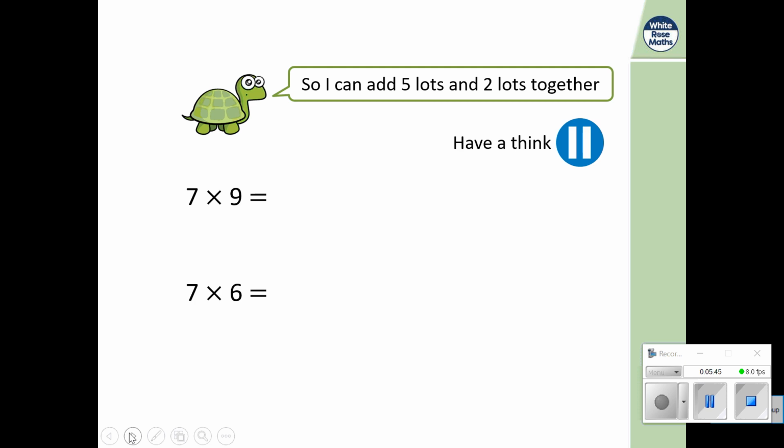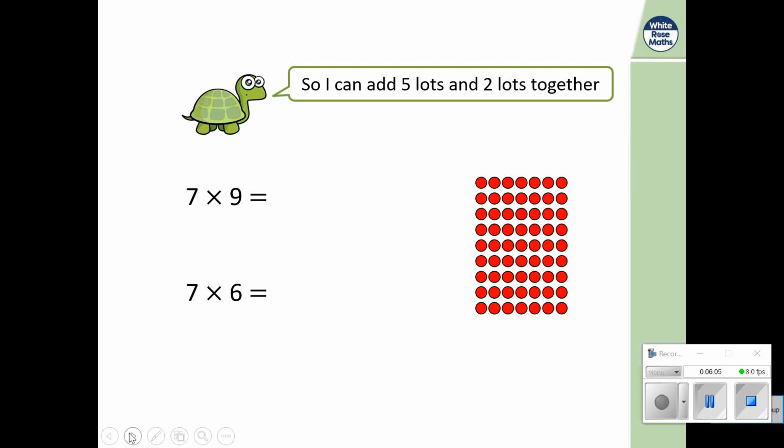Can you do these ones? Have a think. How could you split 7 times 9 up using only your 5s and what else you know, and your 7 times 6 up using your 5 times table? Pause, think about it, jot it down. I'll be back in a minute. And here we go. Let's go through it.